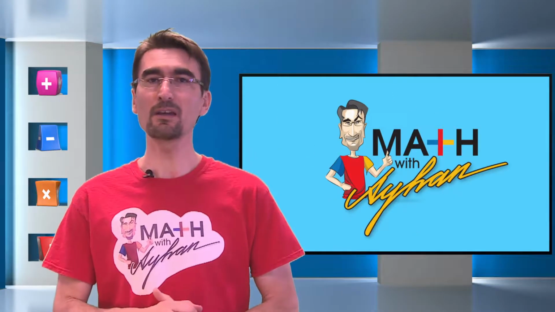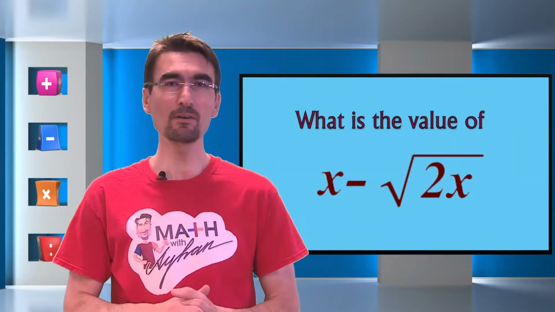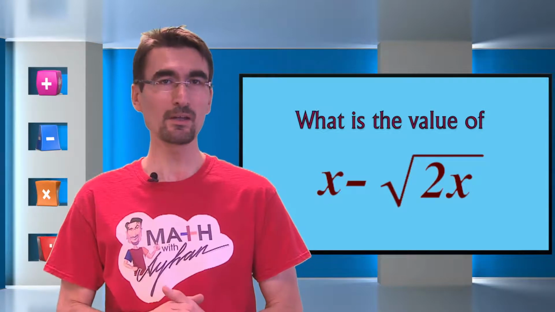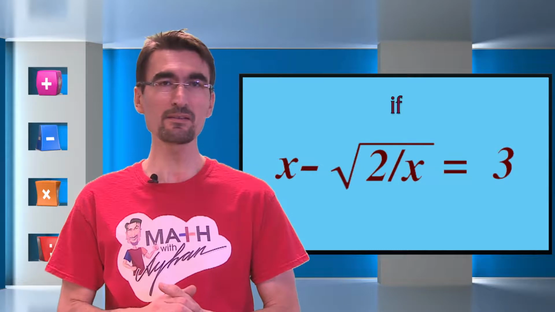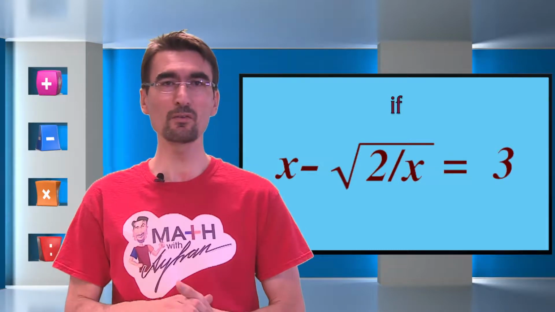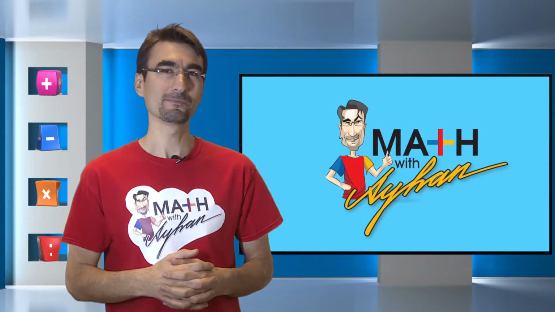This week we are solving a factoring polynomials problem using difference of two squares. What is the value of x minus square root of 2x if you are given that x minus square root of 2 over x is equal to 3? Here is the answer to the question.